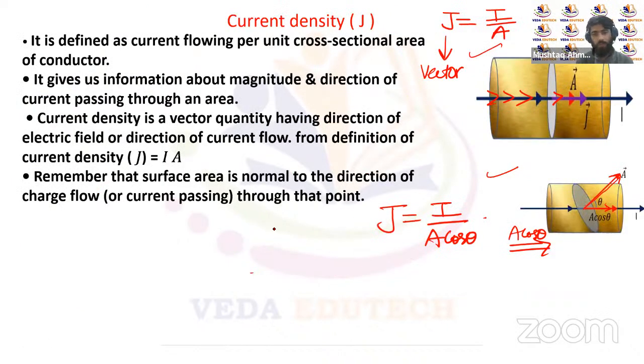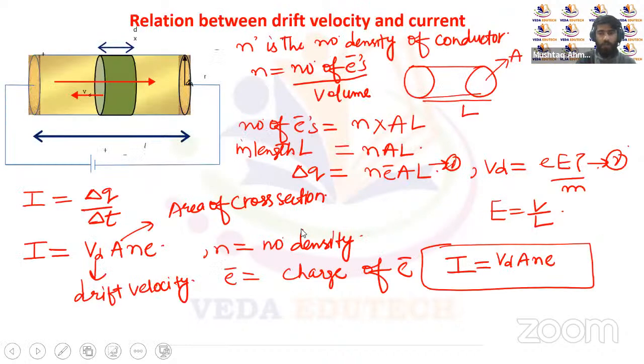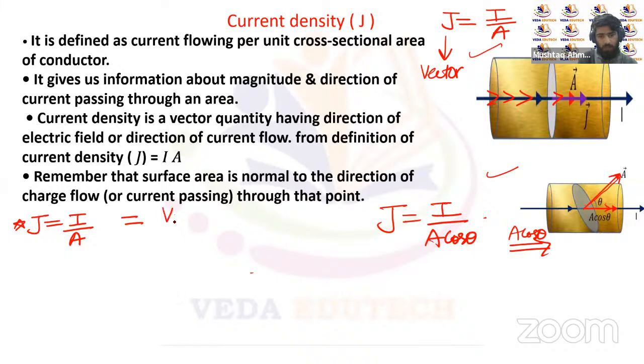If we try to develop the relation between the electric field and the current density, we see that our current density is given as J is equal to I upon A. We have developed a relation between the current and the drift velocity: this current I is equal to Vd A n e. Upon A, we can cancel A with A, and we will be left with drift velocity times n e, where n is the number density.